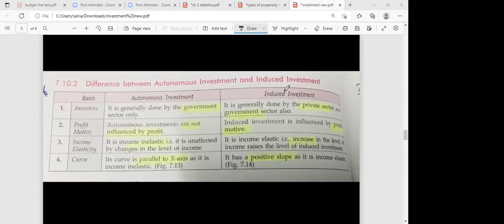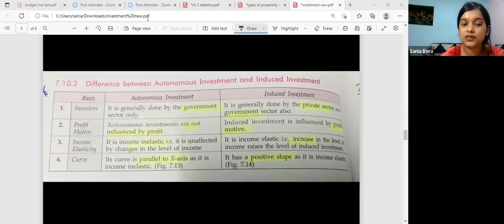Now let's do one more thing, which is the difference between autonomous and induced investment. Okay. So what is the difference? First, autonomous investment is generally done by the government sector only, while induced investment is done by the private sector and the government sector also. Second, autonomous investment is not influenced by profit, but induced investment is influenced by profit. Next, autonomous investment is income inelastic, meaning it is not affected by the income, but induced investment is income elastic. It will change with the level of income, right? Inelastic means it will not change with the level of income, but induced is changed by the level of income. The autonomous curve is parallel to the x-axis. You have seen this, that it was parallel to the x-axis, and here it was a positive slope. It was going upward, right? As it is income elastic. Clear?